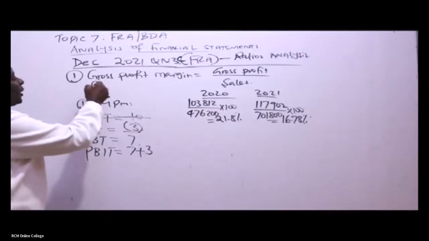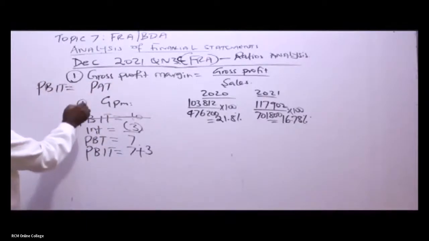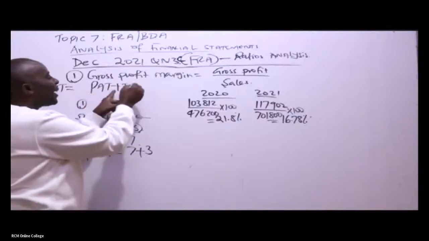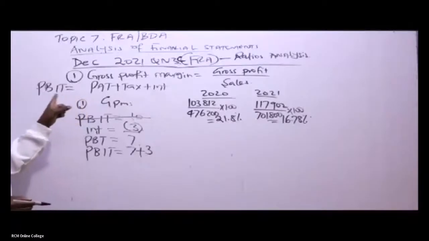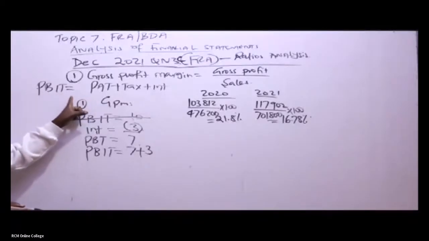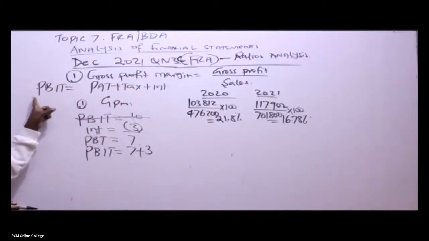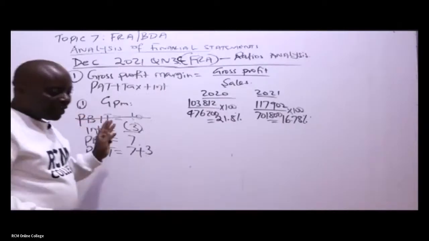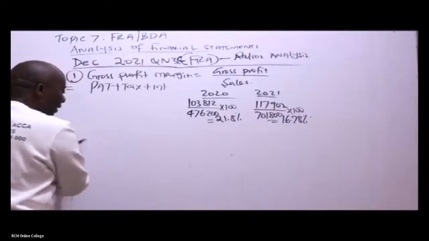And at times they even give you profit after tax. If they give you profit after tax and you want to get PBIT, you will add back tax, and then you add back interest. Because you see, this is profit before interest and tax. So you add back tax and interest to get this PBIT. It's a very easy concept, really.